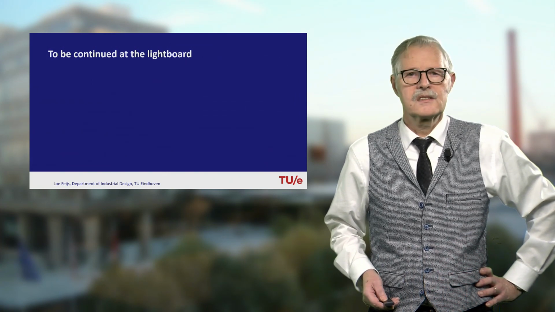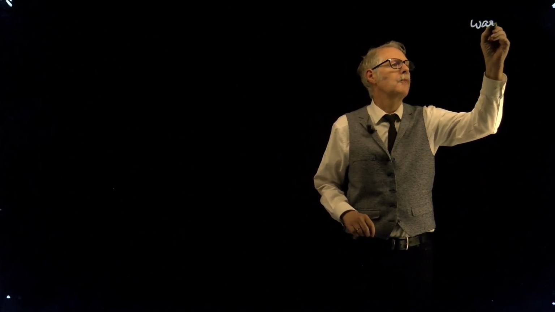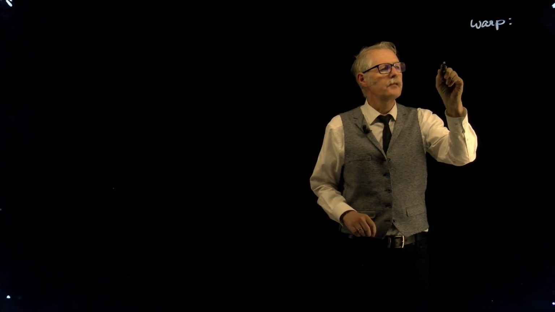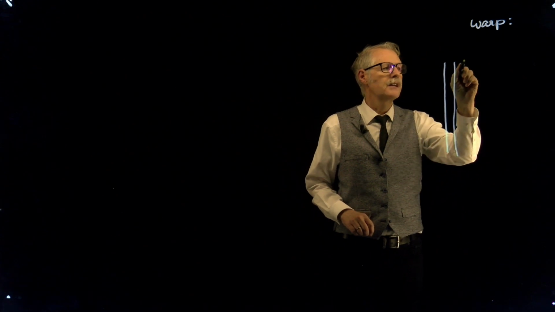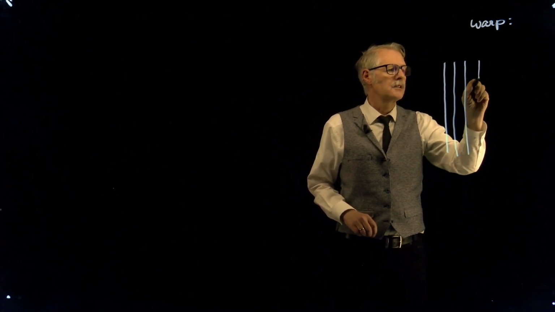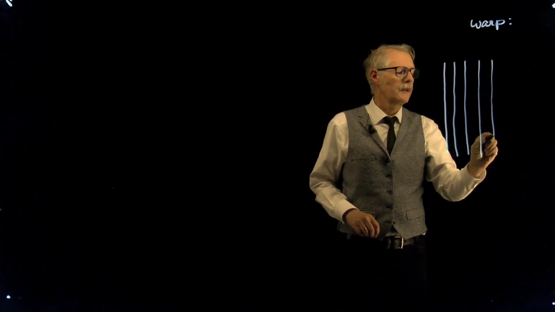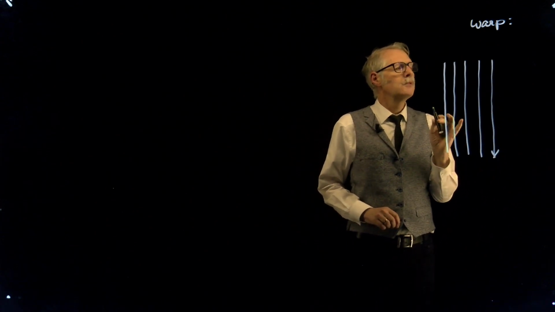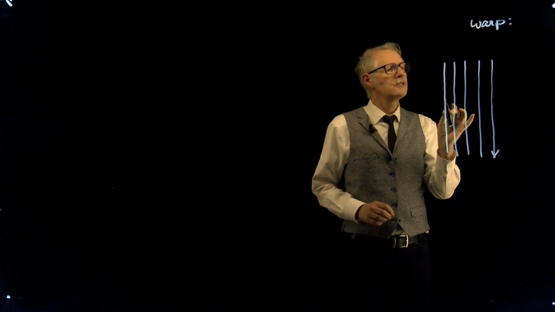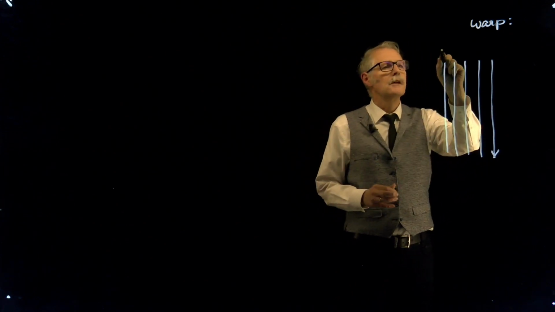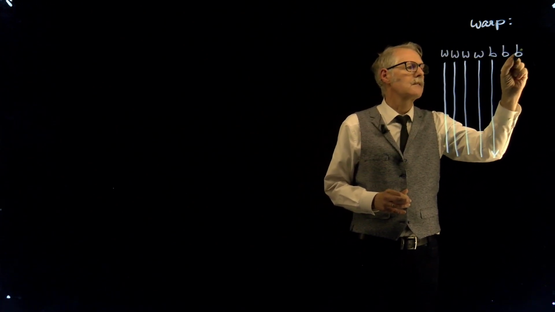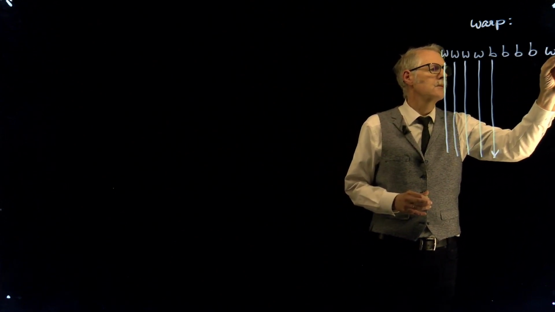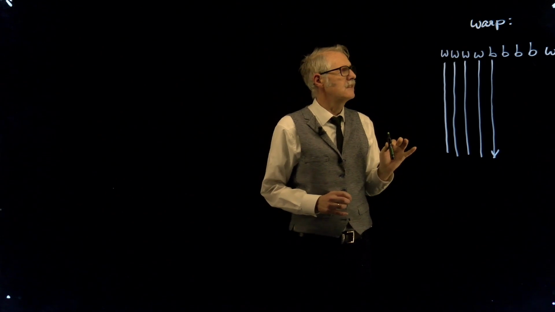Now I will continue this at the light board. First we address the warp, which is the set of yarns which here I draw vertically. There are many of them parallel. I just draw a few of them in this direction. And what we want is that they have different colors, like 4 whites, 4 blacks. So this one white, white, white, and then 4 blacks, black, black, black, and then 4 whites again. So that's what we want, 4 of them, and then repeat.